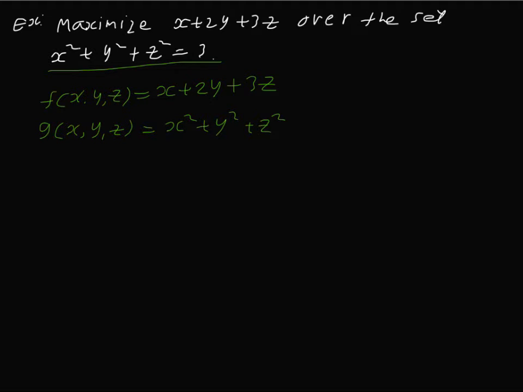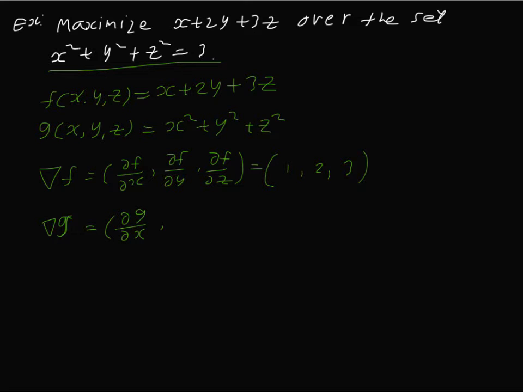Then we get the gradient of f and g. The gradient of f means the partial derivative of f with respect to x, with respect to y, and with respect to z. So you get 1, 2, 3. Then the partial derivatives of g, same thing, with respect to x, y, and z, equal 2x, 2y, 2z.